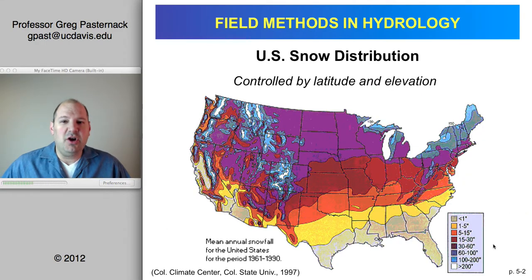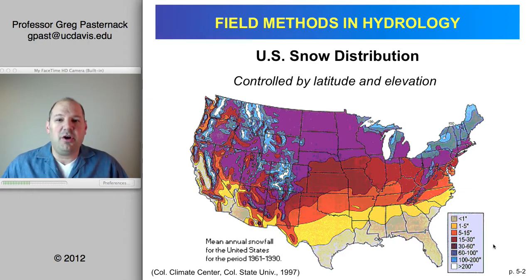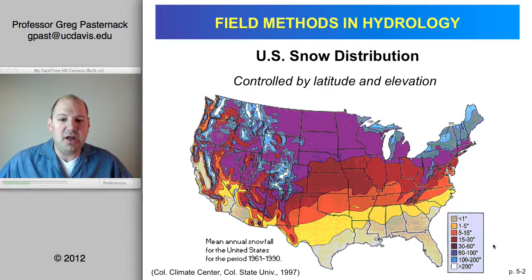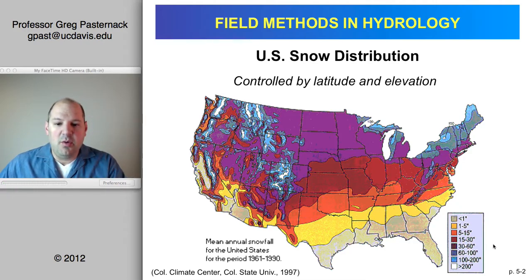As always, I like to show the distribution of something that we're going to be measuring, and when we look at the United States distribution of snow, you can see that it's generally governed by two variables. One is the latitudinal gradient, so you're going to have more snow accumulation in northern latitudes and less in lower latitudes. And then secondly, you'll have the highest at high elevations and then less at lower elevations.